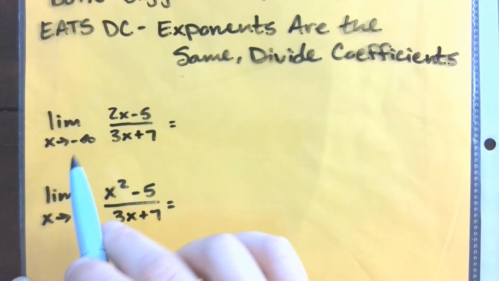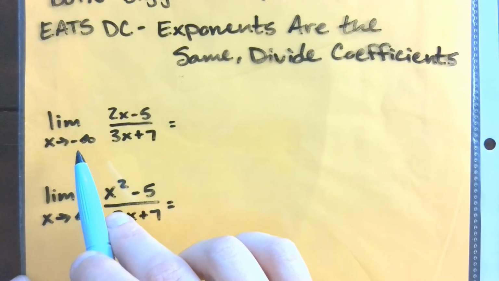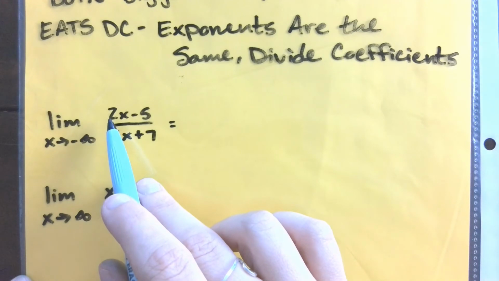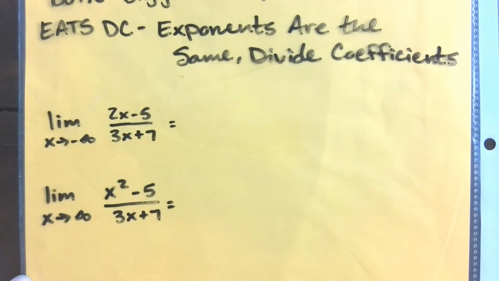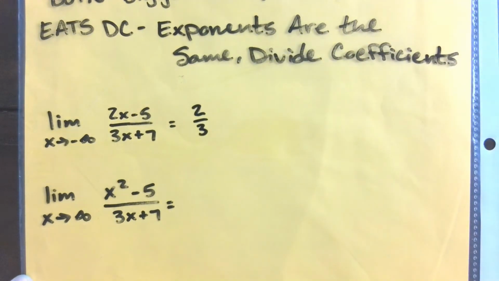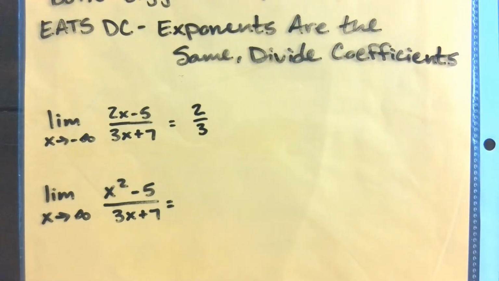For the first example, we're approaching negative infinity. We notice here that we will have a horizontal asymptote since it's equal degrees. We have a horizontal asymptote at 2/3. So that means that our limit is going to be bounded at 2/3. That's where our y values are going to get stuck.